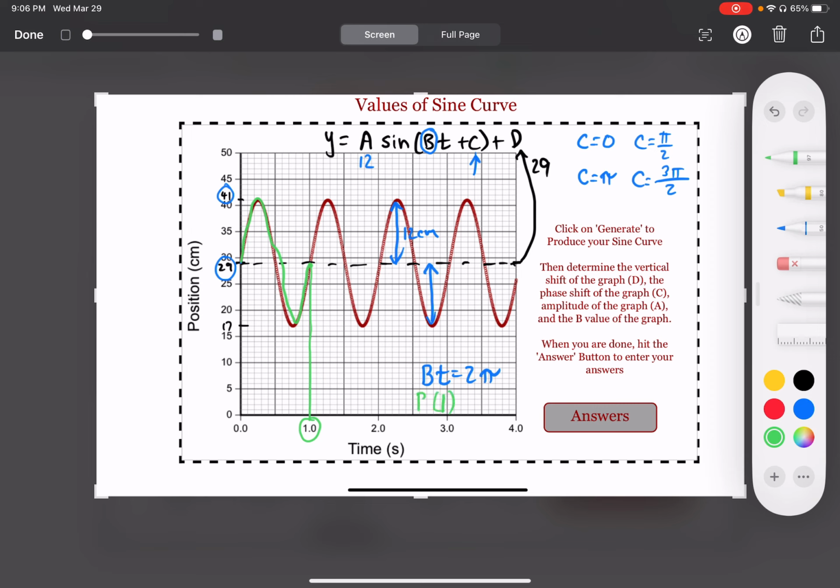It normally won't be 1. And then you solve for B. Don't leave it in terms of pi, but actually work it out. So that would be 6.28.